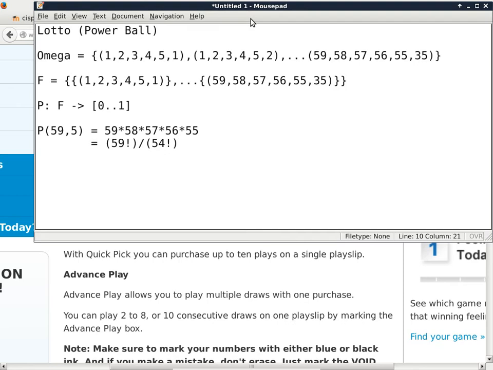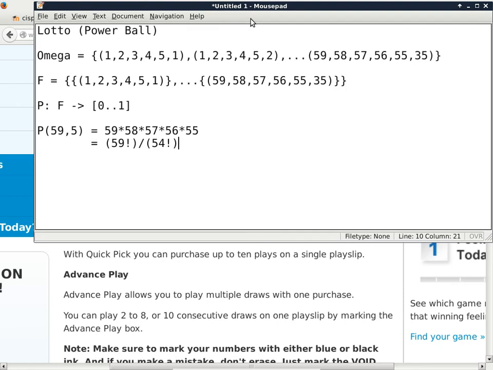Let's spell this out and see whether it makes sense. 59 factorial is 59 times 58 times 57 times 56 times 55 times 54 factorial, because 54 factorial is 54 times 53 all the way down to 1. So if I divide by 54 factorial, what do I get? The 54 factorial cancels out, so now we only get the permutation, the number of permutations of 59 objects choosing 5. Is that working out okay? Because we can only choose 5, right?